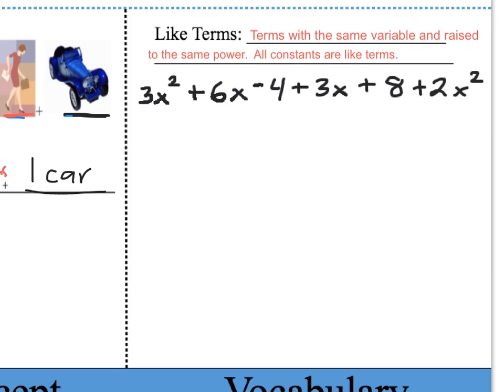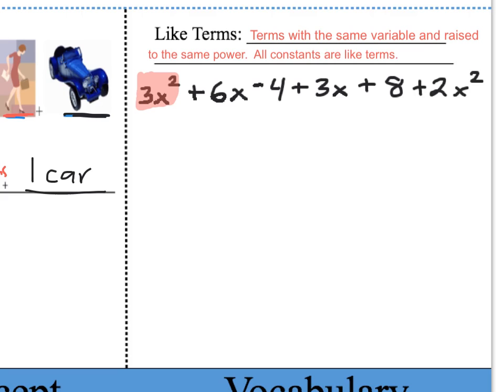So let's go ahead and take out some different colors so that we can color the different terms and color the like terms the same color. I'm going to take a red color and color every single term that is alike red. So 3x to the second power, I'm going to color red.